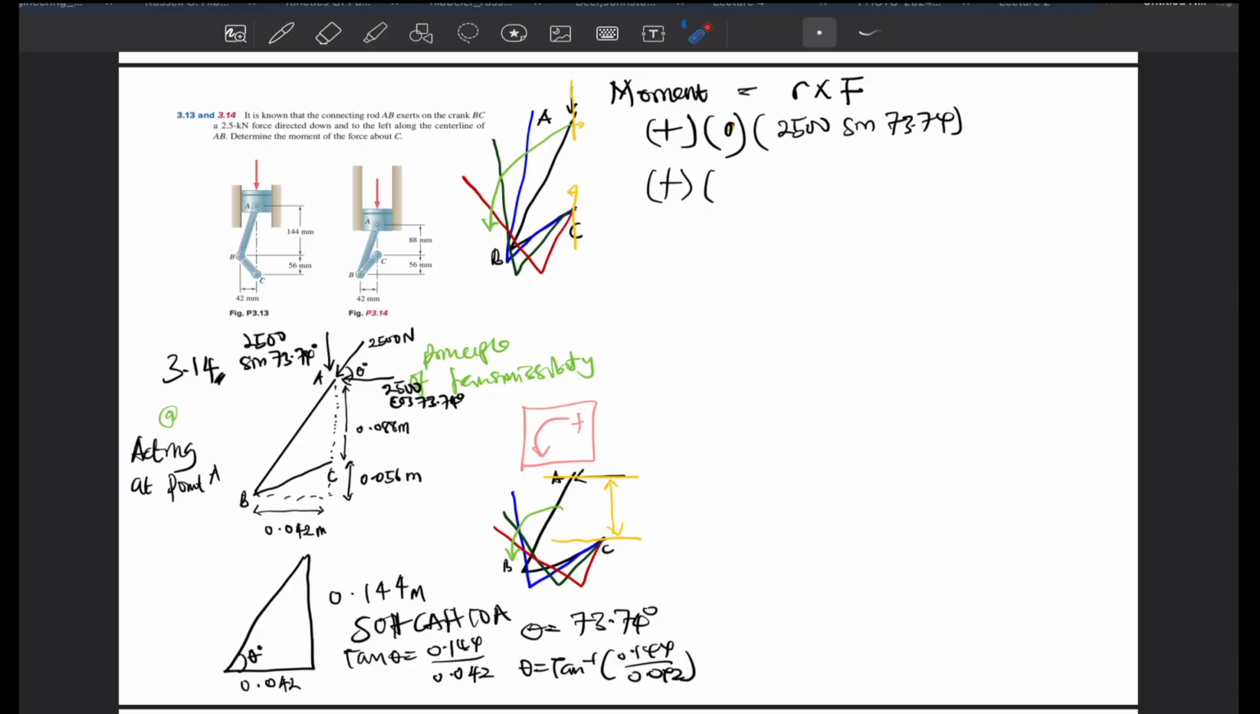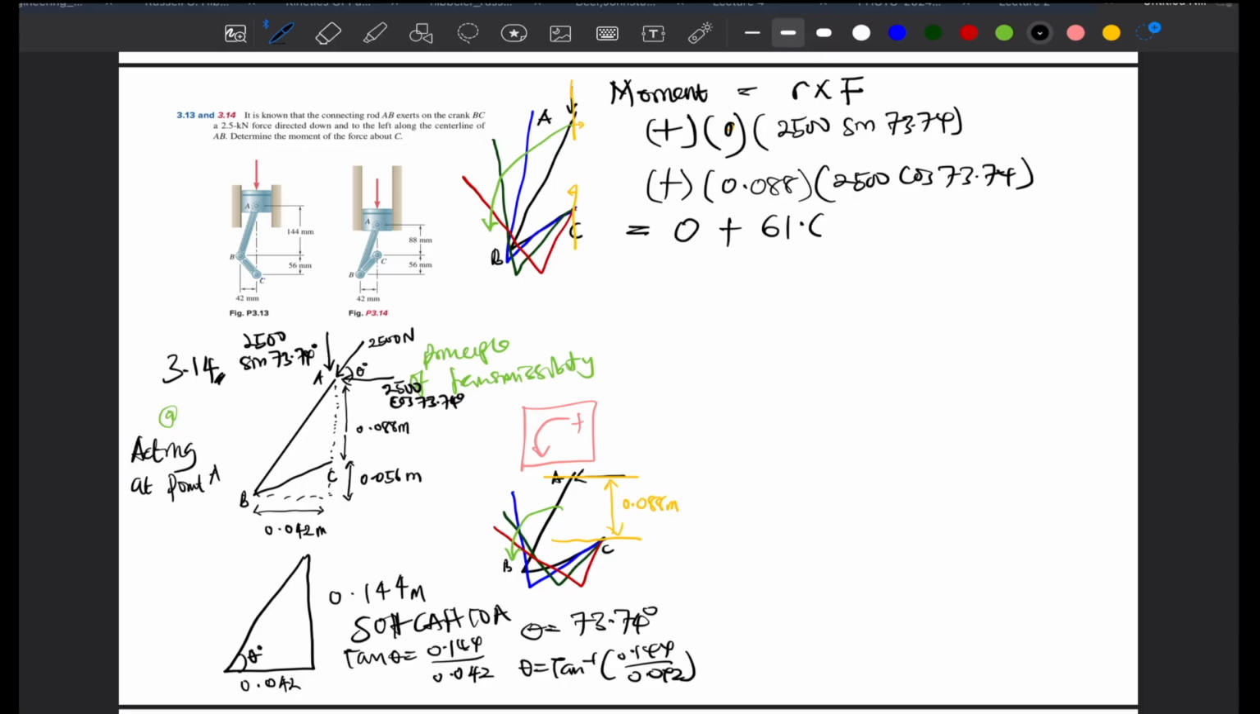And if you look at our question here, this distance is given as 88 millimeter. So that's 0.088 meter. So we're going to write out our distance as 0.088. Then we write our force 25 cos 73.74. Then we solve it. Then we should have 0 plus 61.6 Newton meter. So our moment is going to be 61.6 Newton meter.